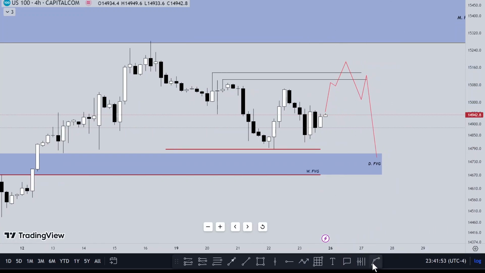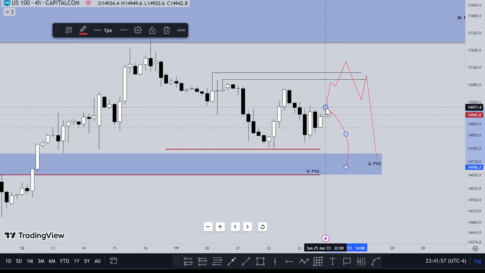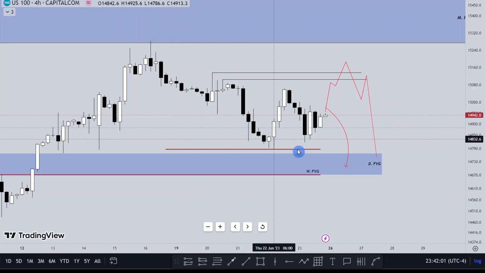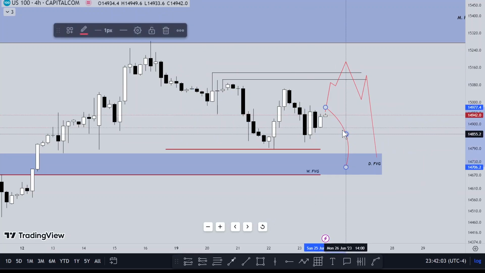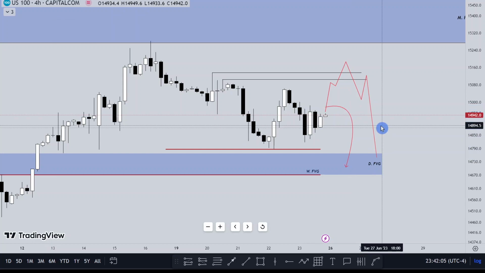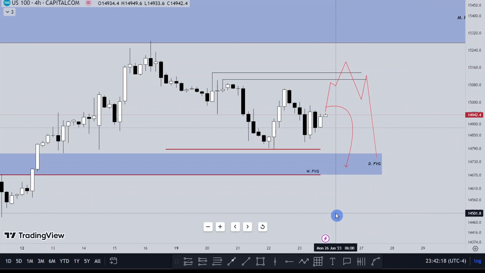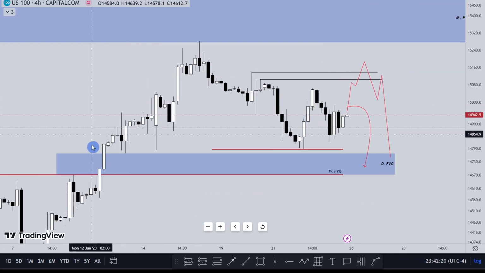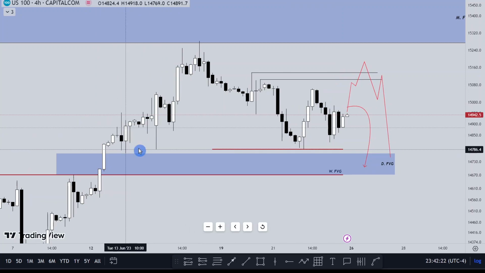And price can as well just simply dump from where it is. Price can as well just easily dump into this fair value gap. So during the AM session, 9:30 equity open, probably on Tuesday, I'll start looking for sells down here, right? Can see a huge opening balance with sell side liquidity resting.